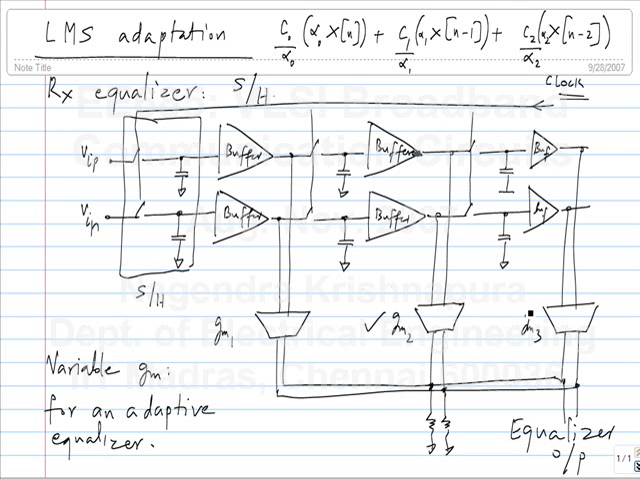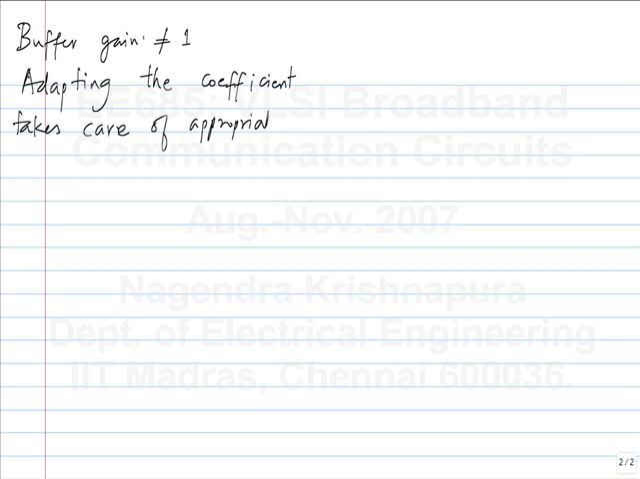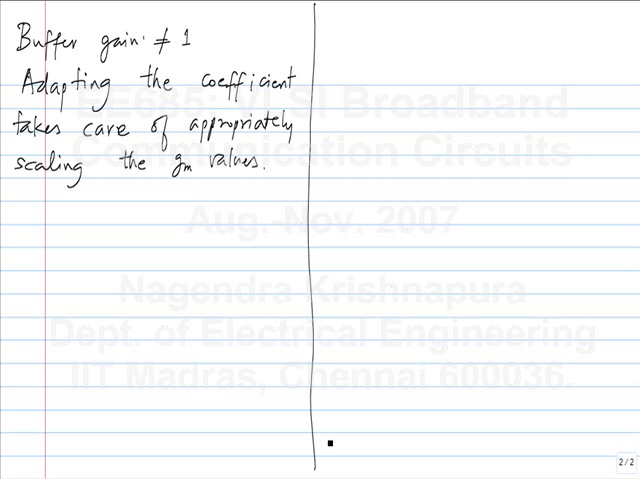And typically you don't want to attenuate the signal and then amplify it, because if you have noise added at the attenuated point, that also gets amplified. You would like to keep the signal level constant. That is a better situation than, let's say, making the signal very small and amplifying it up to the original level. If the buffer gain is not exactly 1, adapting the coefficient takes care of appropriately scaling the GMs. So that part is okay, but if the gain becomes much smaller than 1, you will have to realize a much larger GM.